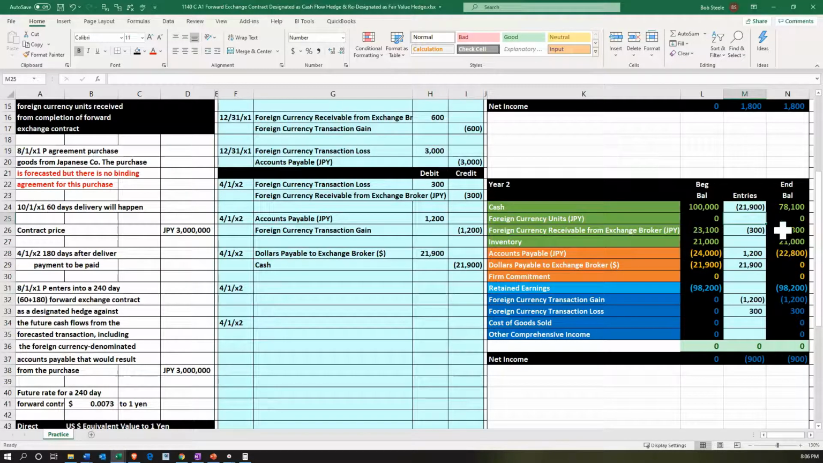So in other words, we had a receivable on the books for the foreign currency receivable from the exchange broker, valued at 22.8. Now remember, what we're actually going to get is the 3 million yen, which we have currently valued at $22.8 using the current spot rate. So now we're going to receive the 3 million yen. We're actually getting yen, and then we're going to record it in our books at the dollar equivalent.